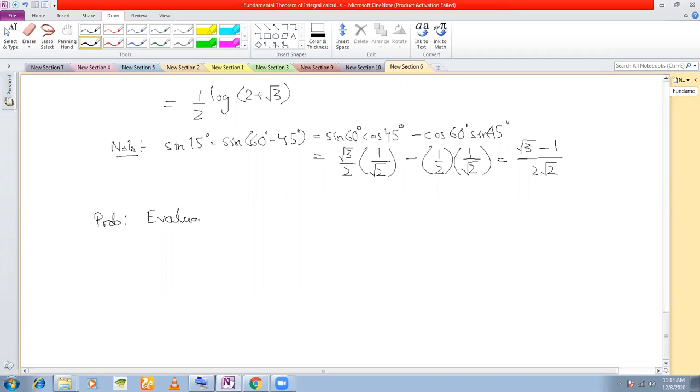So let us do the next question. Evaluate the integral of sin inverse of 2x by 1 plus x square dx, evaluated between 0 to 1. Now, can you tell me how to evaluate this? Should I evaluate this as an indefinite integral or should I change the limit?